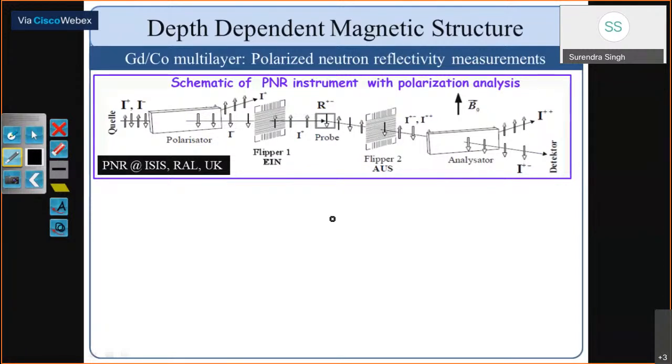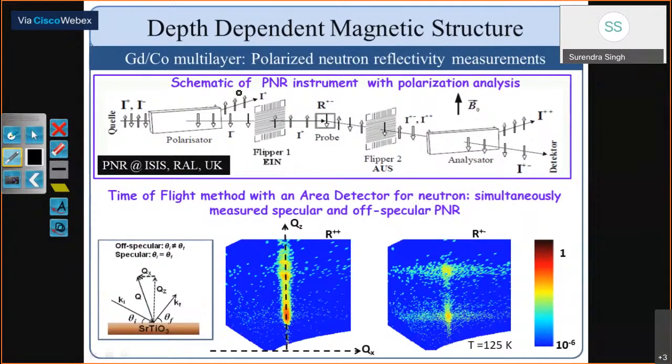We have a two-dimensional area detector. This is a time of flight technique, so simultaneously we measured specular and off-specular reflectivity. Just to remind, off-specular is when the angle of incidence is not equal to the angle of reflection, and specular is when the angle of incidence equals the angle of reflection. When we have off-specular, we have a Qx component also. Qx and Qz, both components are there in off-specular, but when we have just specular, we have just the Qz component.